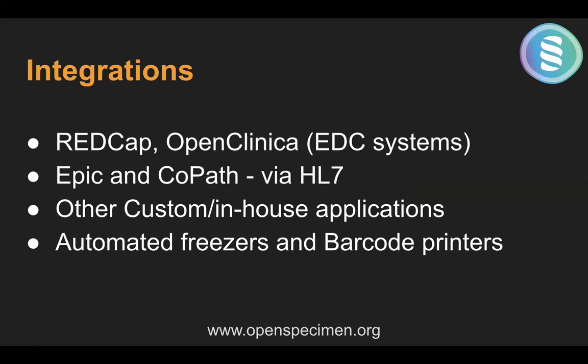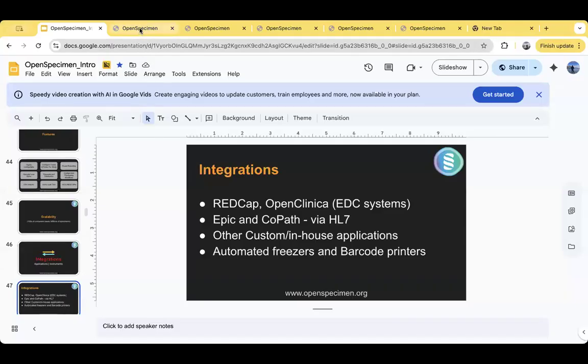And one thing missing here is the rack scanners, which is getting very popular nowadays, especially with high throughput labs, where you just scan the whole box at a time rather than having to scan individual specimens, one specimen at a time. So we do all those kinds of integrations. We keep creating new integrations based on requirements of people. So that's about as far as the background of OpenSpecimen is concerned.